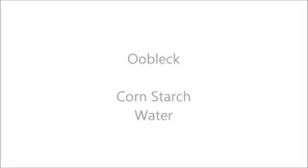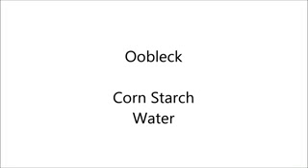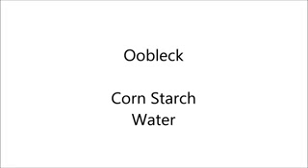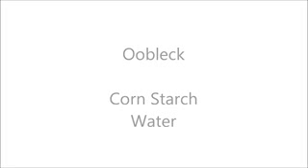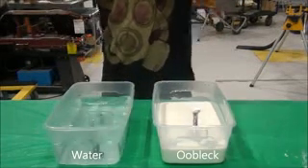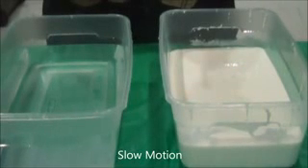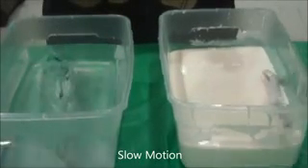In this video, we'll be using oobleck, which is comprised of cornstarch and water, as our shear thickening fluid. We will be exploring its reactions to various forces along with silly putty and water. See how the wrench sinks into the oobleck compared to the water. Observe carefully as the wrench hits the surface of the oobleck.